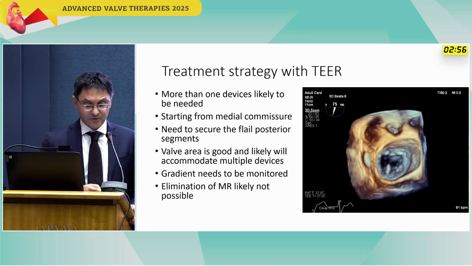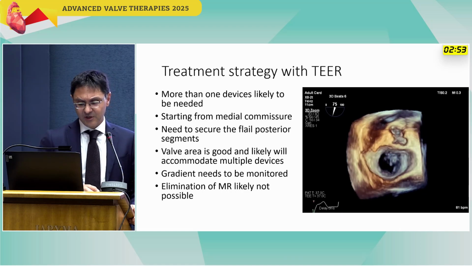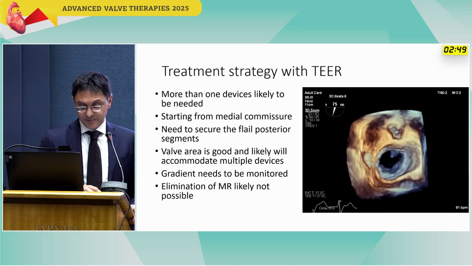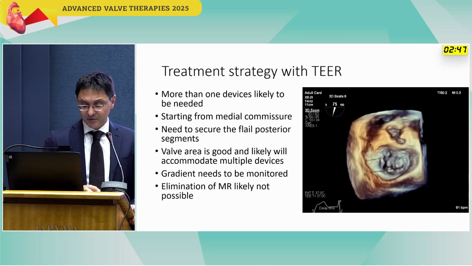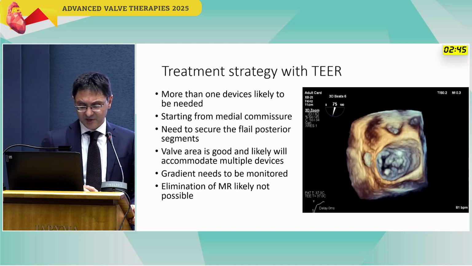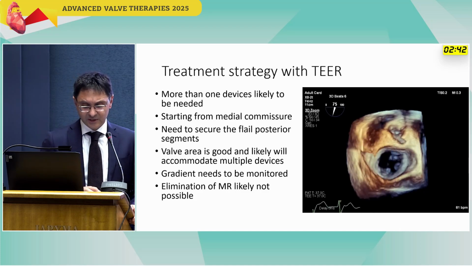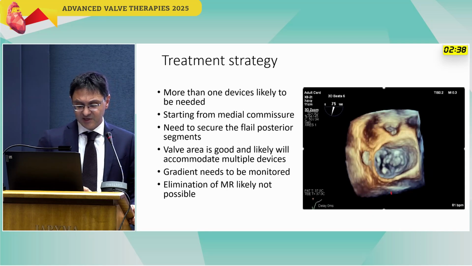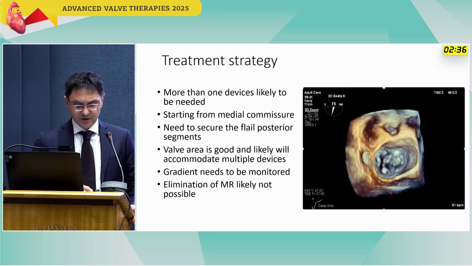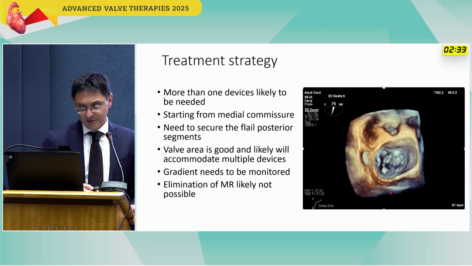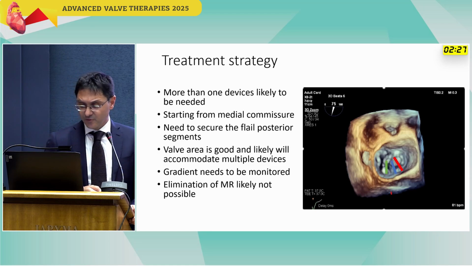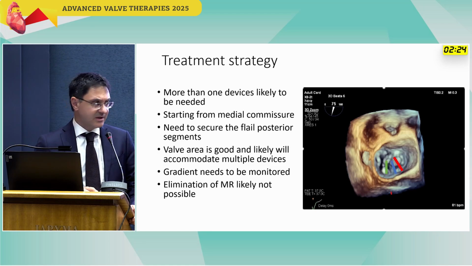Our plan and strategy was starting from the medial commissure. There was the need to secure the flail posterior segments. The valve area was good and would probably accommodate multiple devices easily. Of course, we would monitor the gradient, and we knew from the beginning that the elimination of the MR was not likely possible. So our strategy, starting from the medial commissure, and the plan was to implant 3 devices.